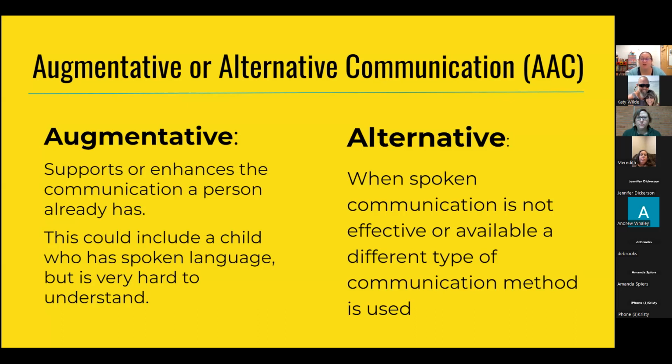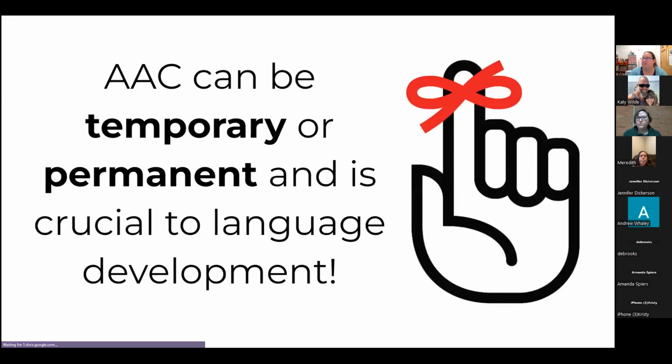And so when we think about augmentative communication, it's going to support or enhance the communication that they already have. That could be a few words, it could be a few signs. It could be a student who has some spoken language, but they're just really hard to understand. And that's a way for them to be able to really express themselves fully. And then we also have alternative communication. When that spoken communication is not effective or it's not available, we use a different type of communication. And so that is what AAC stands for.